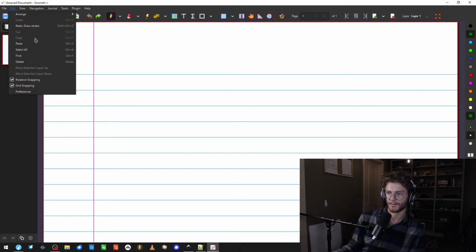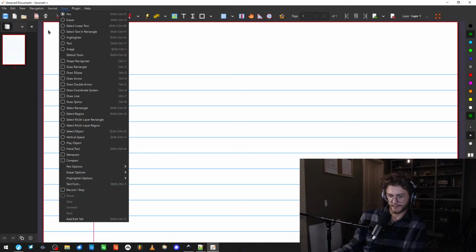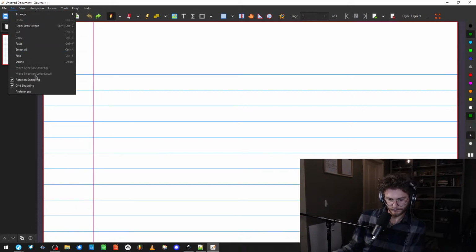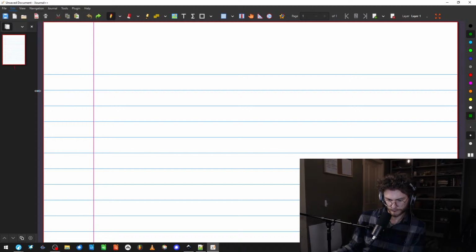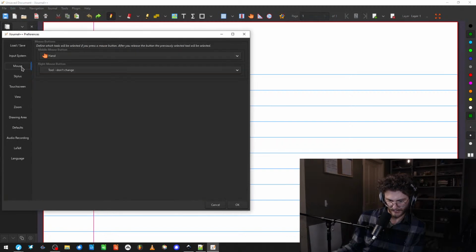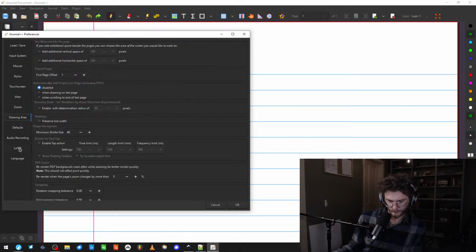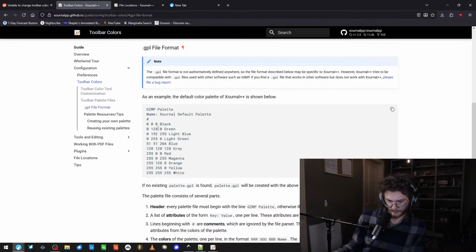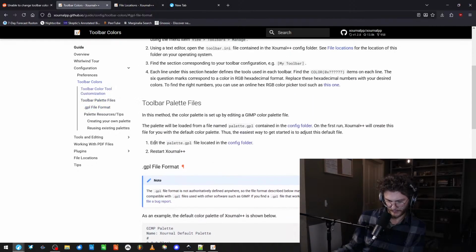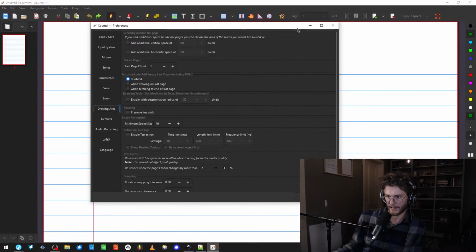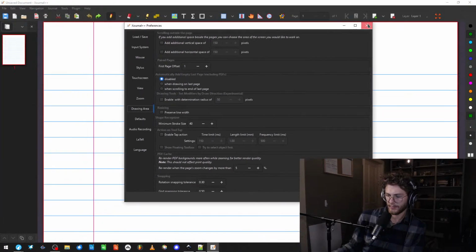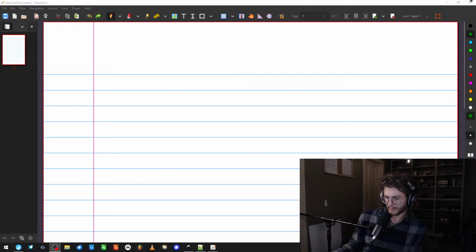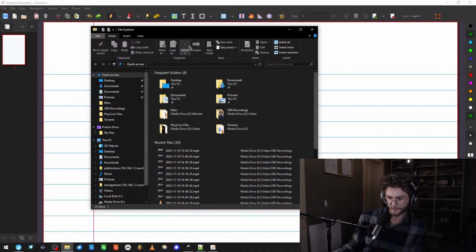Okay. Well, let's see if we can figure this out. Palettes. Let's go back to that tutorial. GPL file format. Toolbar palette files. In the config folder. Palette.gpl. Okay. That's what I need to be editing. Cool. So now we got to go all the way back.